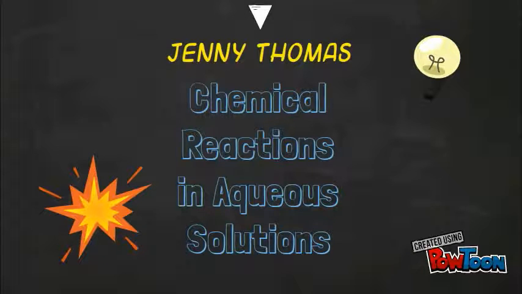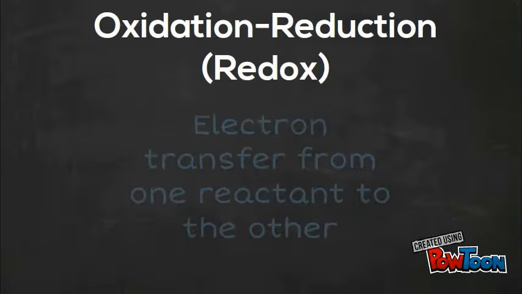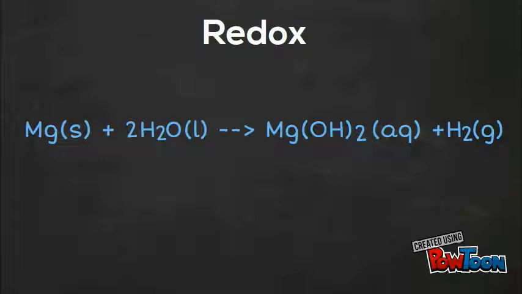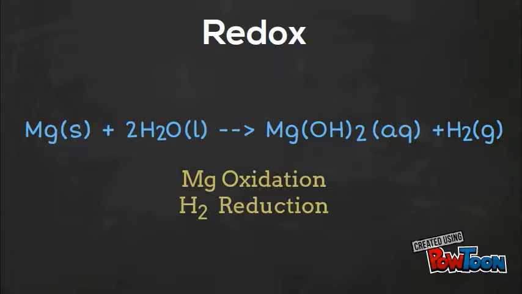Chemical reactions in aqueous solutions. The last type of reaction in aqueous solution is oxidation reduction, which is the electron transfer from one reactant to the other. One example of a redox reaction is magnesium plus water results in magnesium hydroxide and hydrogen. In this case, magnesium is oxidized and hydrogen is reduced.